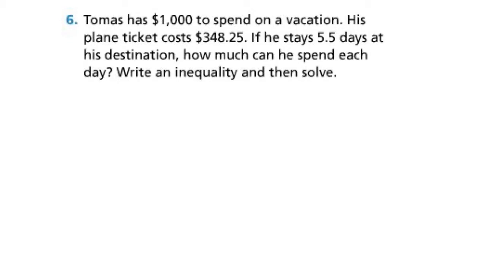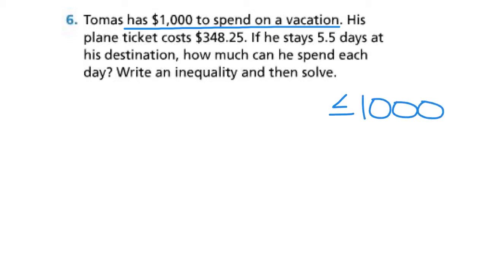The first thing we need to look for is the inequality, and it tells us in our first sentence that Thomas has $1,000 to spend on his vacation. That is giving him a budget, so that is the maximum amount he can spend. So Thomas can spend less than or equal to $1,000.